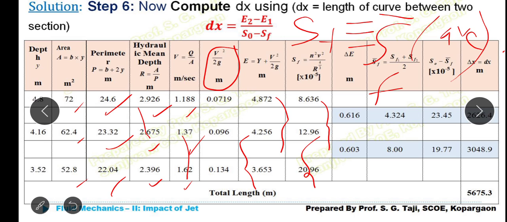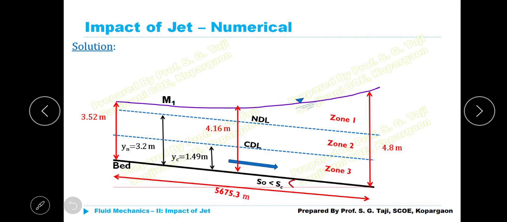Then last but one step, dx, or small length of the water surface, is equal to delta E divided by S0 minus SF. After you calculate individual dx1, dx2, dx3, sum them up, you will get total length in meters. Okay? Could you get it?